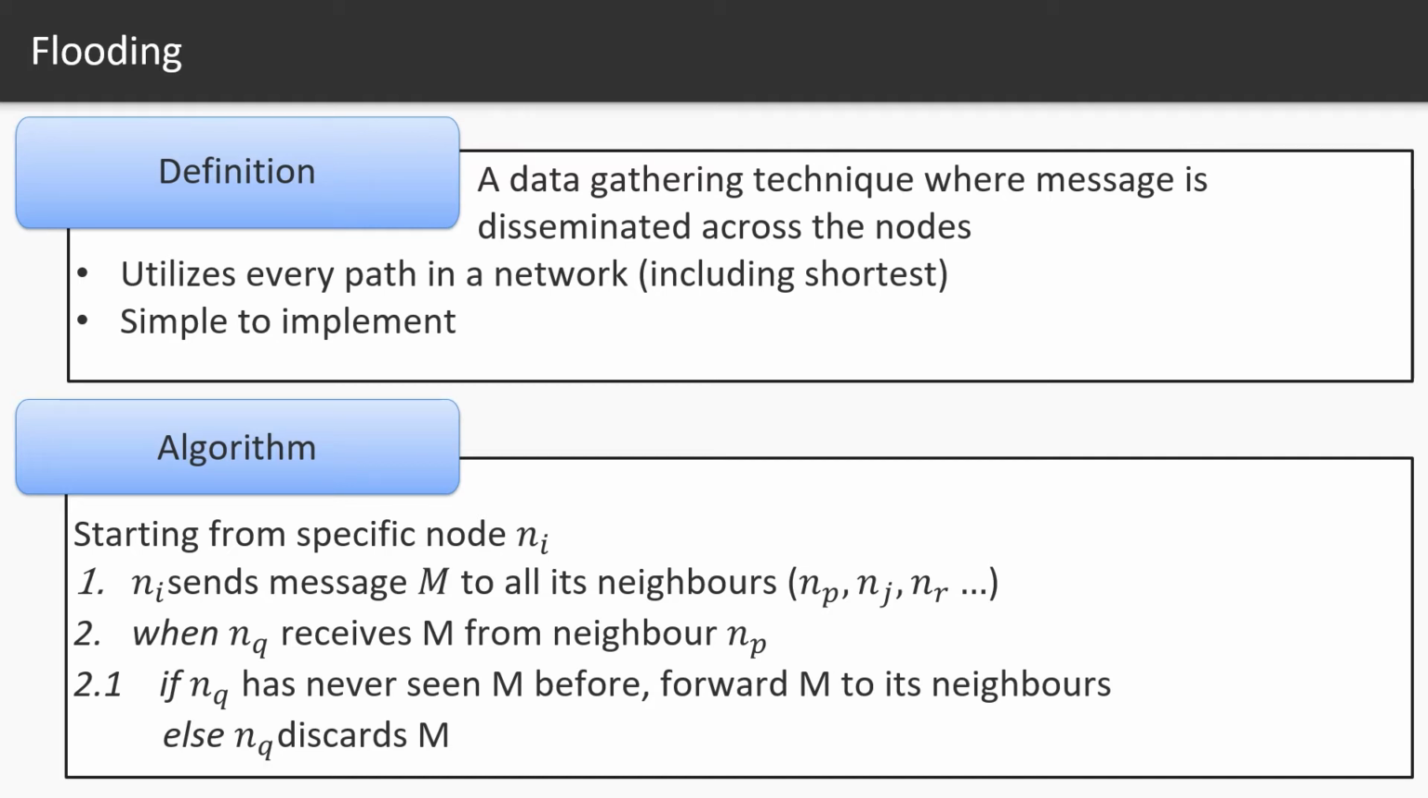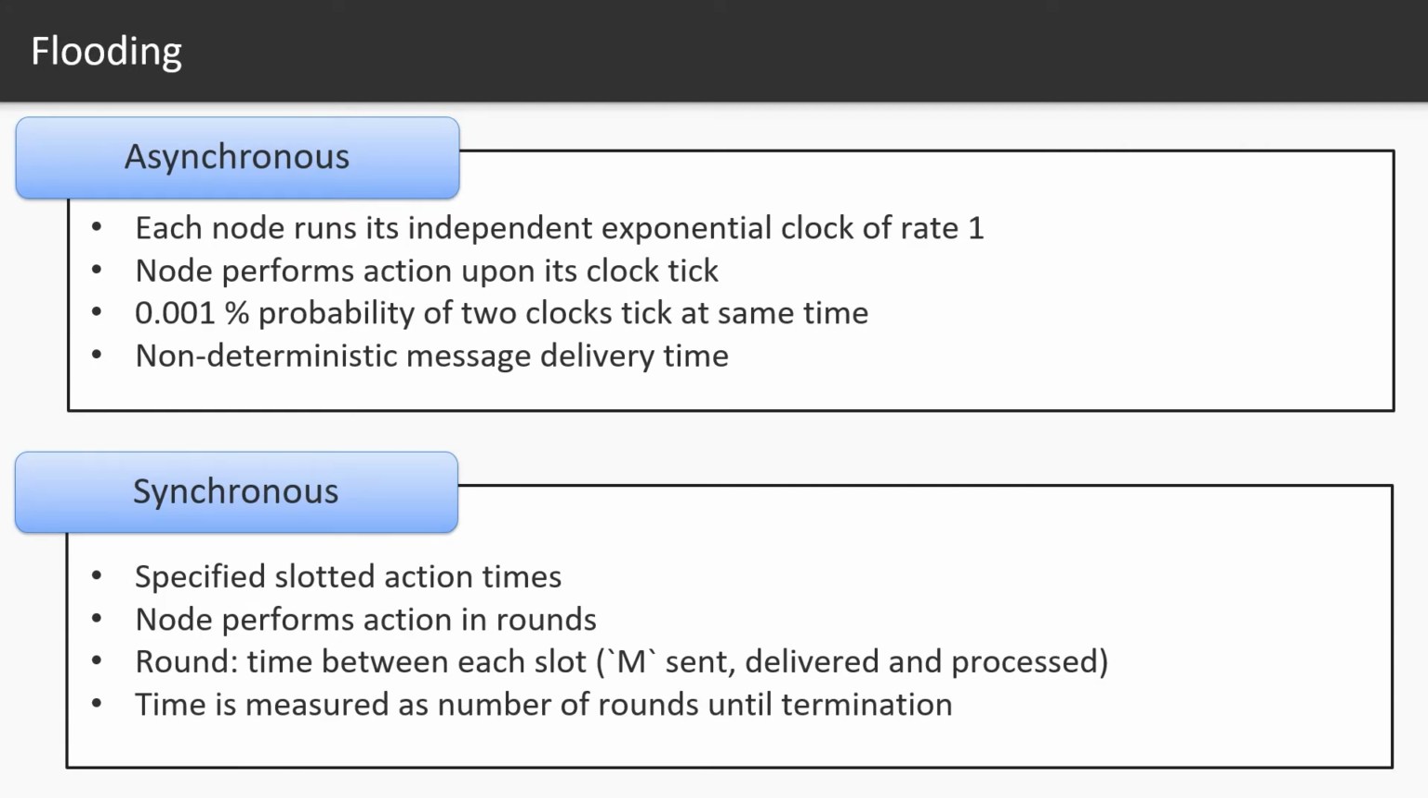The algorithm looks something like this. We start off with some specific node, let's say Ni. Ni sends the message M to all of its neighbor nodes. When Nq receives the same message from one of the neighbors of Ni, which can be Np, if Nq has never seen this message before, it is going to forward it to its neighbors, else Nq is going to discard that message.